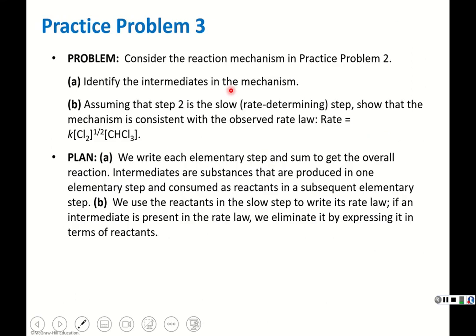So let's try a problem with this. This will be our last problem here. Identify the intermediates in the mechanism. We're considering the same reaction we used in practice problem 2. So we have to identify the intermediates, and then part B, assuming that step 2 is the slow rate determining step, show that the mechanism is consistent with the observed rate law. And it gives the observed rate law here, k times Cl2 to the 1/2 times CHCl3.